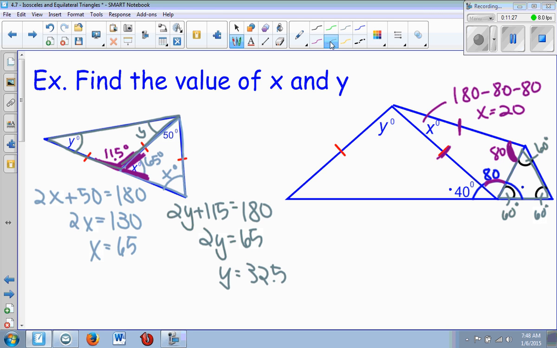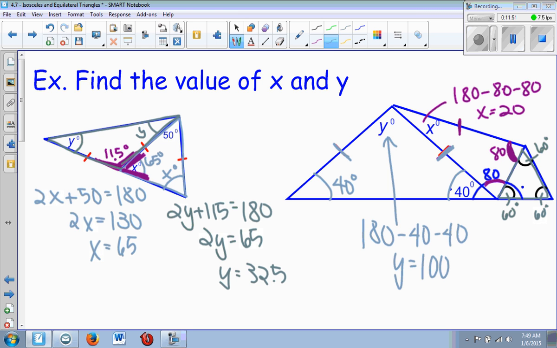The last thing we need to find then is y. Again, I have an isosceles triangle, which means I have two congruent angles, bottom right, bottom left. Bottom left angle is 40 degrees, so is the bottom right angle. So if you want to figure out what y is, again, using the fact that the angles in a triangle add to 180, subtract off the angles that you know, and y has to be a total of 100.